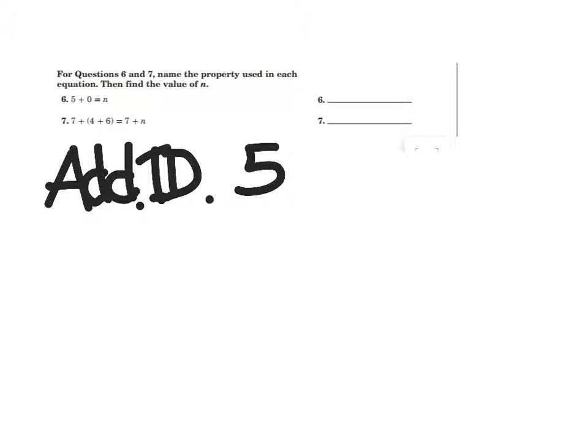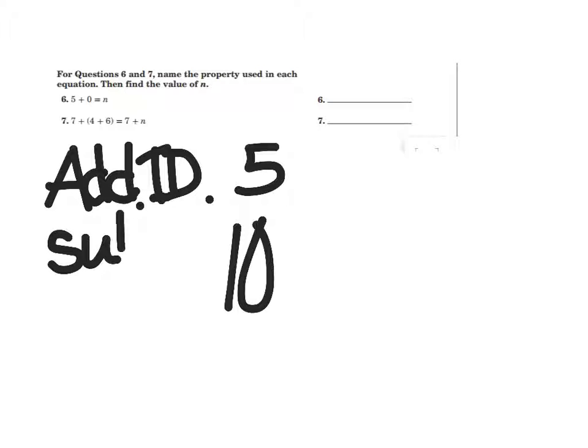The second one has 7 plus 4 plus 6 equals 7 plus n. So they're not asking you to solve the whole thing here. They just want to know what n is, and that would be 10. And the property here, I would call it a substitution property, because all you're really doing is substituting 10 for 4 plus 6. So there you go. Let's keep rolling right along.